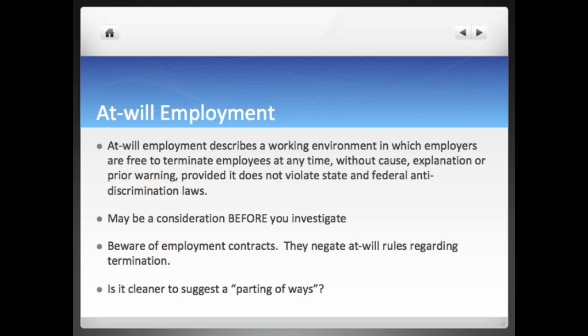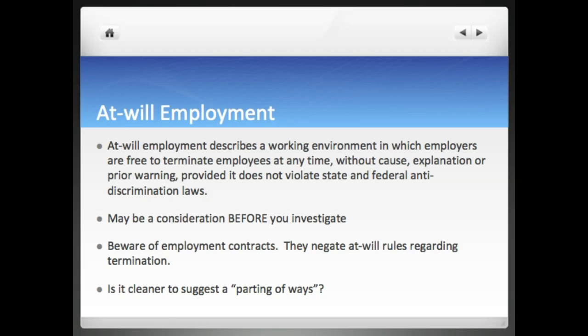Before you launch a full-blown investigation into something, that is normally a consideration. Is it cleaner if you know that the person has had this type of behavior issue before, and you may have addressed it before? Do you need to do an investigation that final time when you know that, look, this is how it's going to turn out? Are you violating the 7 tests if you use at-will employment? And the answer is no.